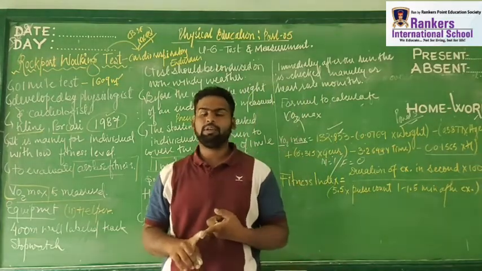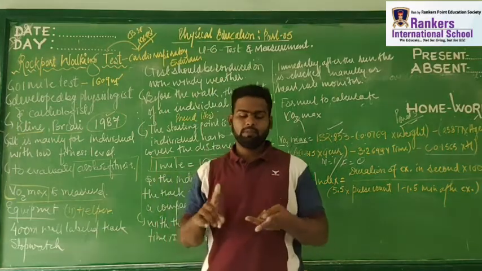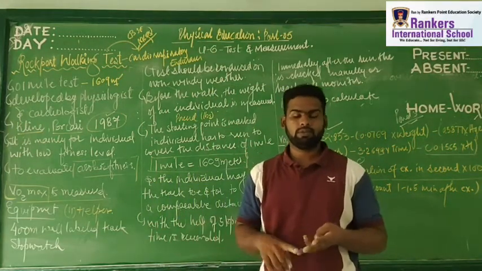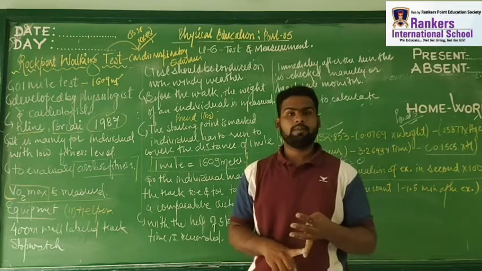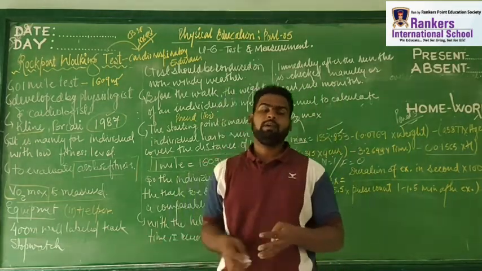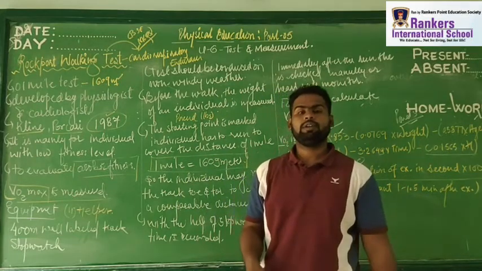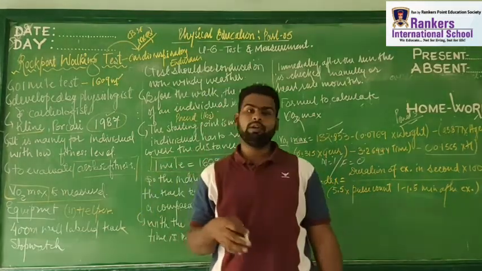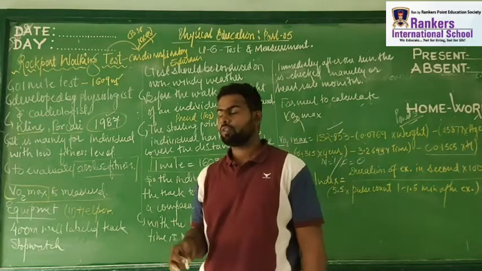First is strength, the ability to overcome resistance. Second is endurance, the ability to overcome fatigue. Third is flexibility, the ability of our joints to move to maximum range. Fourth is power speed, the ability to perform movement as fast as possible. And last is coordinative ability, the ability of our body to perform movement with perfection and efficiency.